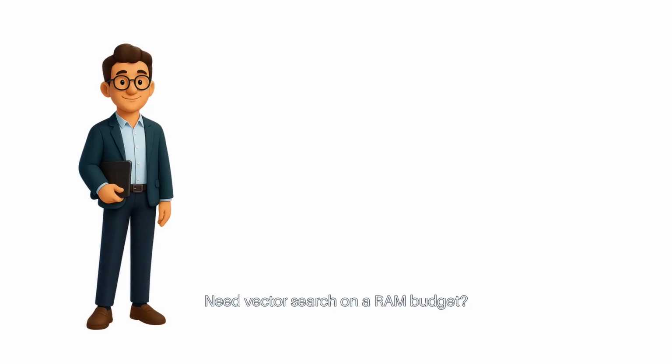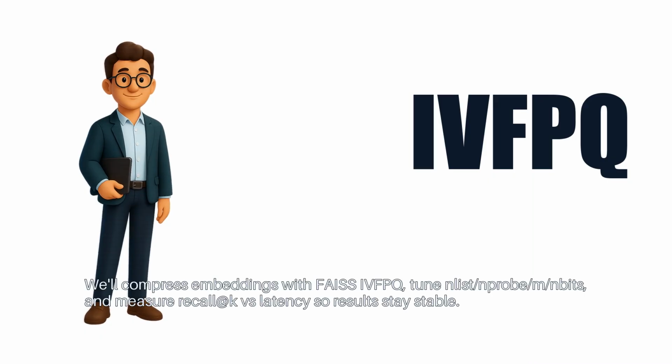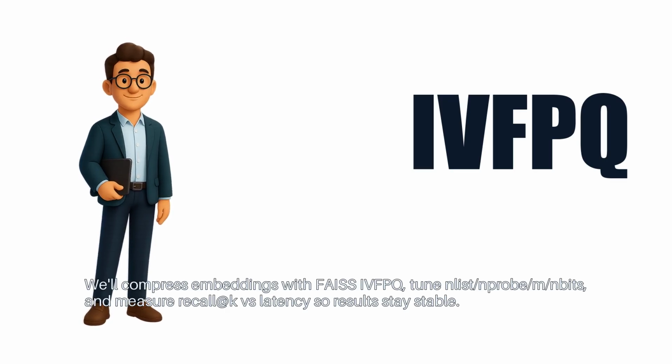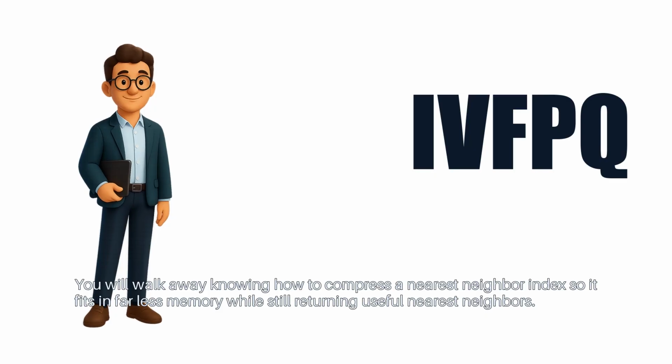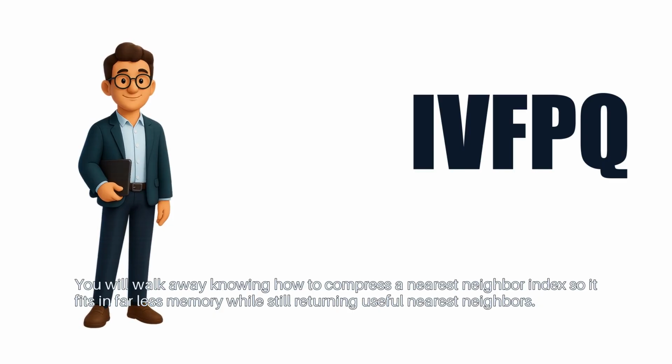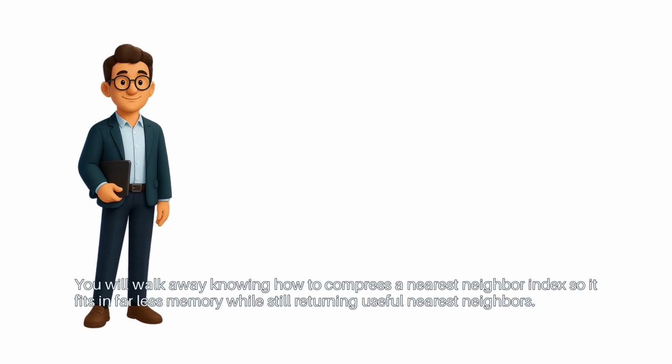Need vector search on a RAM budget? We'll compress embeddings with FAISS IVFPQ, tune nlist, nprobe, m/nbits, and measure recall at K versus latency so results stay stable. You will walk away knowing how to compress a nearest neighbor index so it fits in far less memory while still returning useful nearest neighbors.